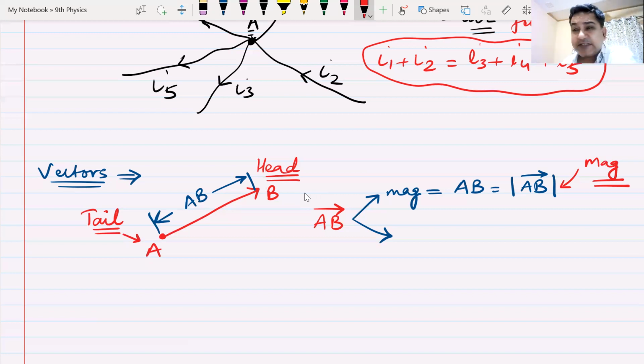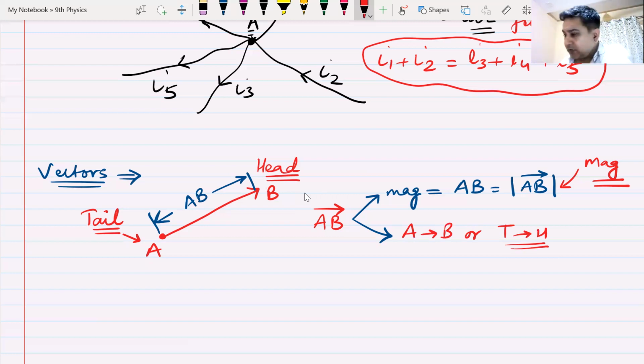Let us talk about its direction. How is the direction given? Now you can simply think of the direction of this vector as from A to B, or you can say from tail to head. Do we understand this? Tail to head, A to B. We got this? Yes, sir.